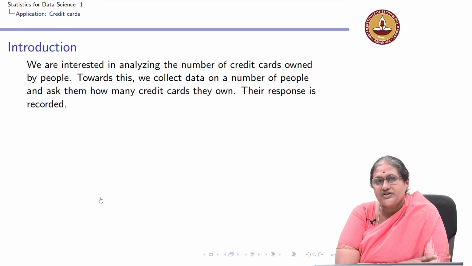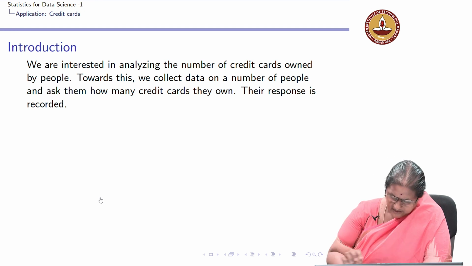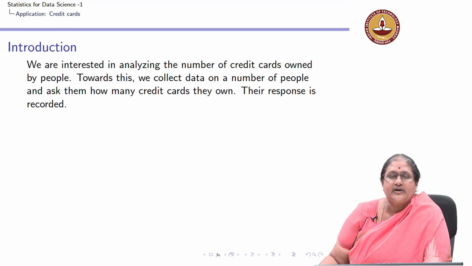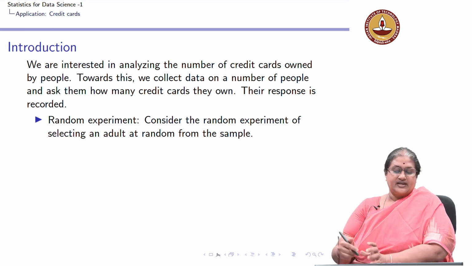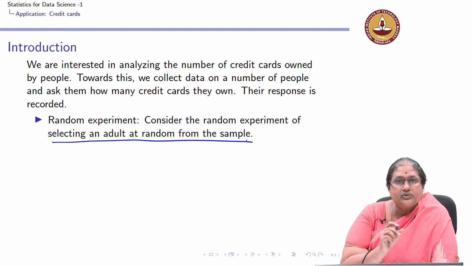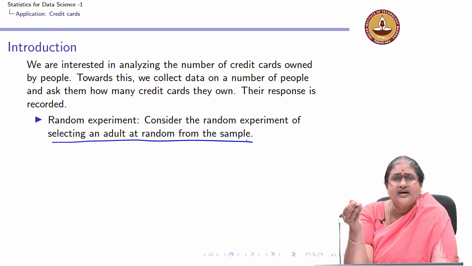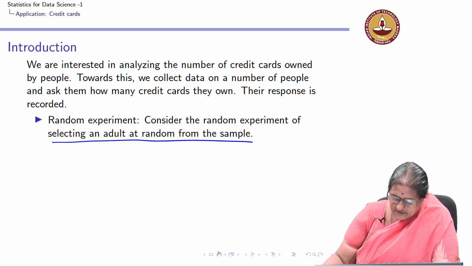Suppose we are interested in analyzing the number of credit cards owned by the adult population in a particular geographical area. Towards this, we collect data on a number of people, and what we record is the number of credit cards that they own. Looking at it as a random experiment, my experiment is to select an adult at random. If I am selecting 50 adults, my sample space is each one of the adults whom I have sampled from this population.